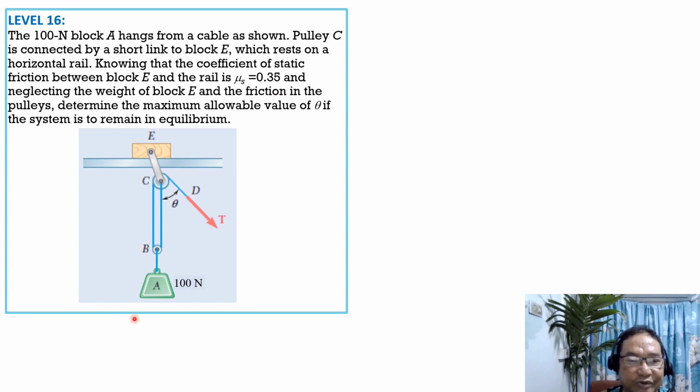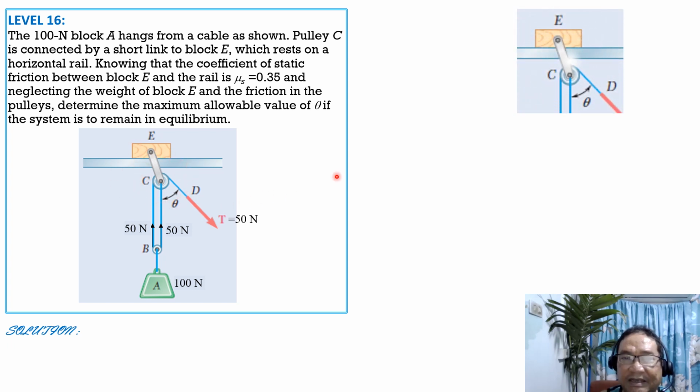So for the solution, we have to draw the free body diagram. You have to apply the tension here. So 100 divided by 2, so each tension here would be 50 newtons as shown. Then this is also 50 newtons. Then we draw the free body diagram of this upper part as shown. So transmit the 50 Newton force tension. Then this is also 50 newtons.